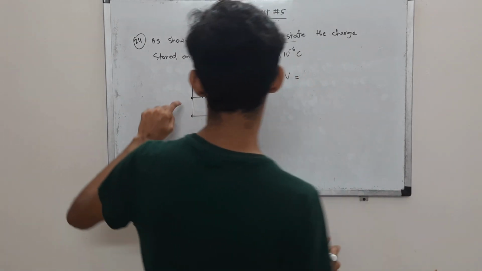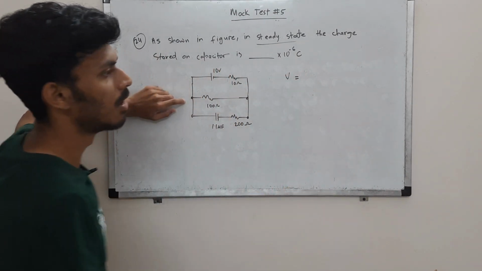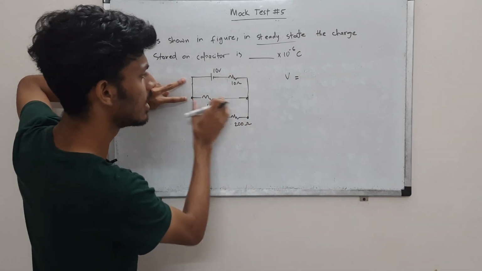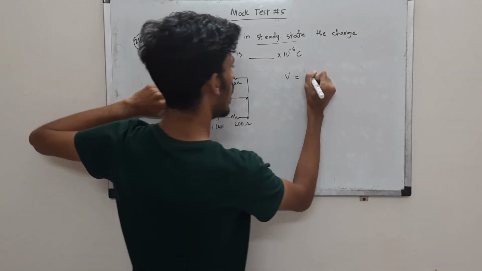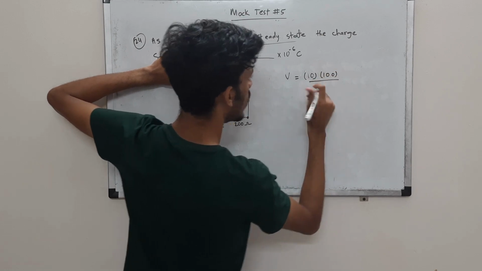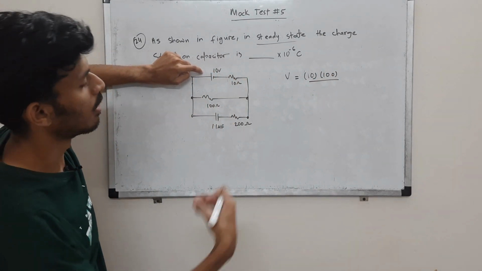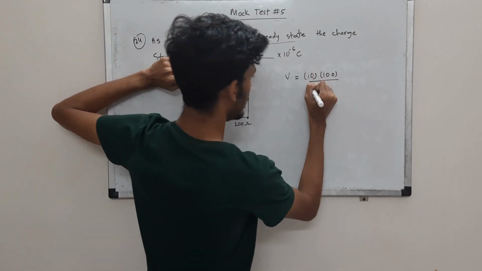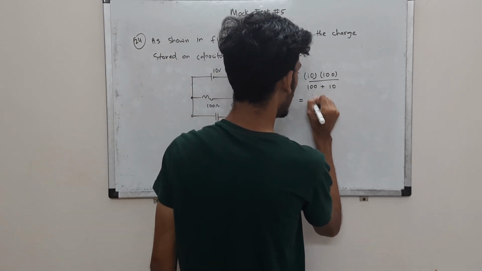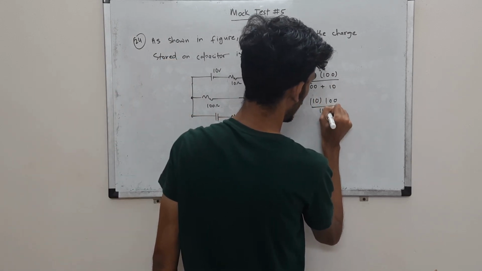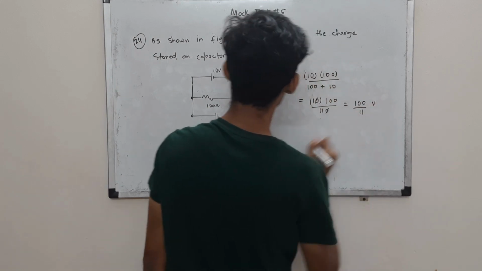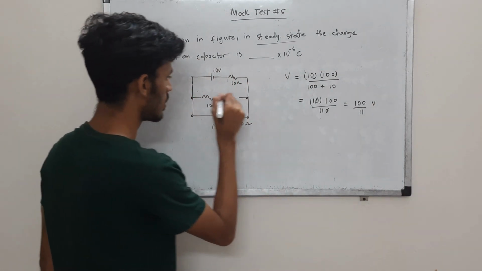I'll just use the potential divider rule, which says that the voltage across any one component in series, now this is right, so the voltage across this 100 ohm resistor will be the total voltage times the resistor about which you are finding the voltage, divided by the sum of these resistors which are in series, 10 plus 100. This is the voltage divider rule. So 10 times 100 divided by 110. This and this will get cancelled, so we'll have 100 by 11. So this is the voltage across this resistor.